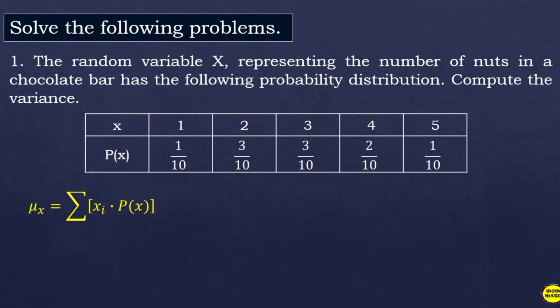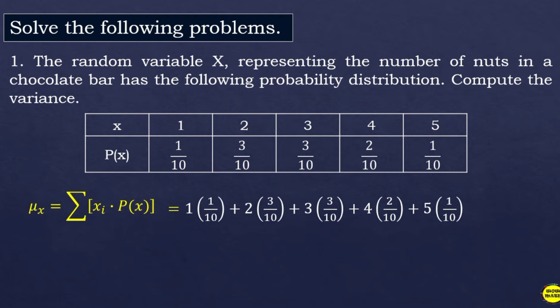So, using the formula, the value of the random variable, so 1 times 1 over 10 plus 2 times 3 over 10 plus 3 times 3 over 10 plus 4 times 2 over 10 plus 5 times 1 over 10. So, multiply and then get the summation, add lang natin yung bawat sagot. So, the answer will be 2.9.